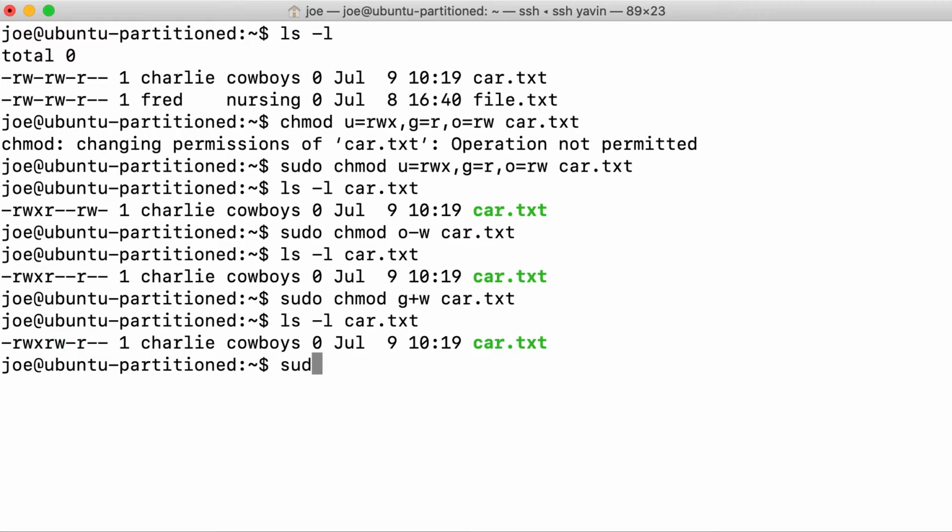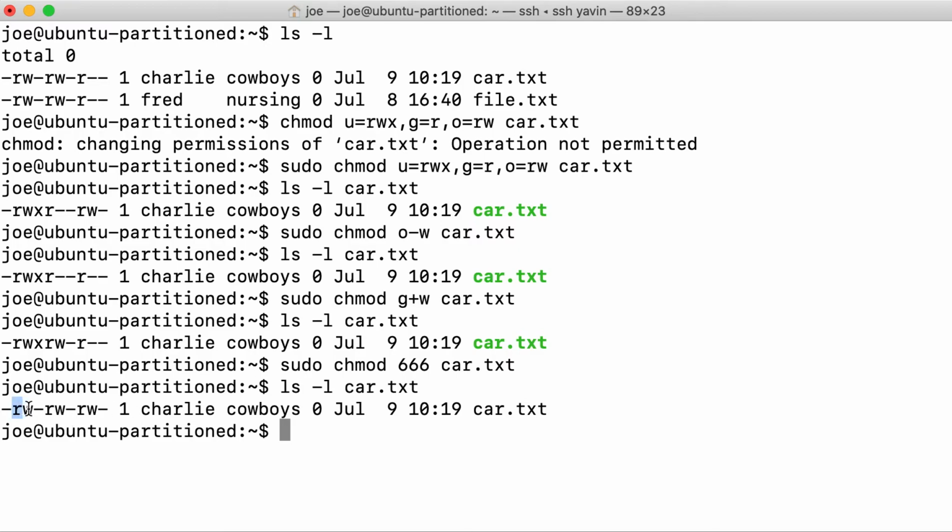So let's do this. Sudo chmod. For the group, I'm going to give them permission 6. Now, hang on, what's a 6? Well, 4 plus 2, or read plus write, is 6. So if I do 666 on car.txt, that is saying, remember, read is 4, write is 2, so together they're equal to 6. So if I now look at car.txt, you can see this is permission 666, or 4 plus 2, 4 plus 2, and 4 plus 2. So this first 6 is indicative of the user permissions, the next 6 is the group, the last 6 is everyone else.